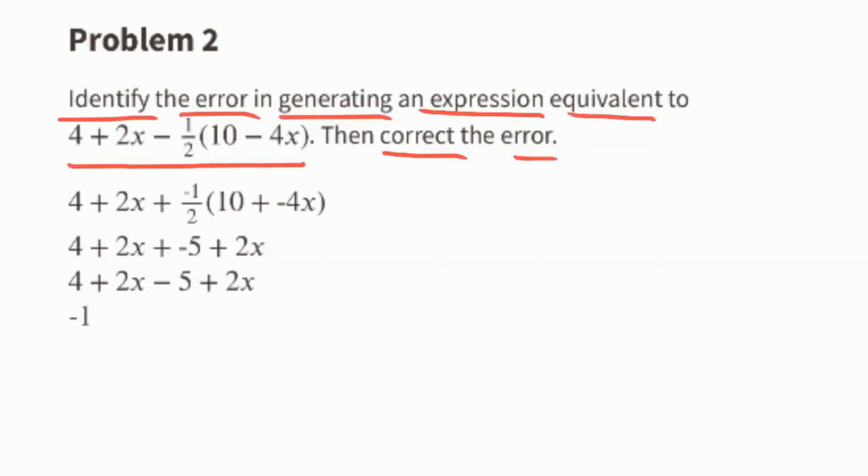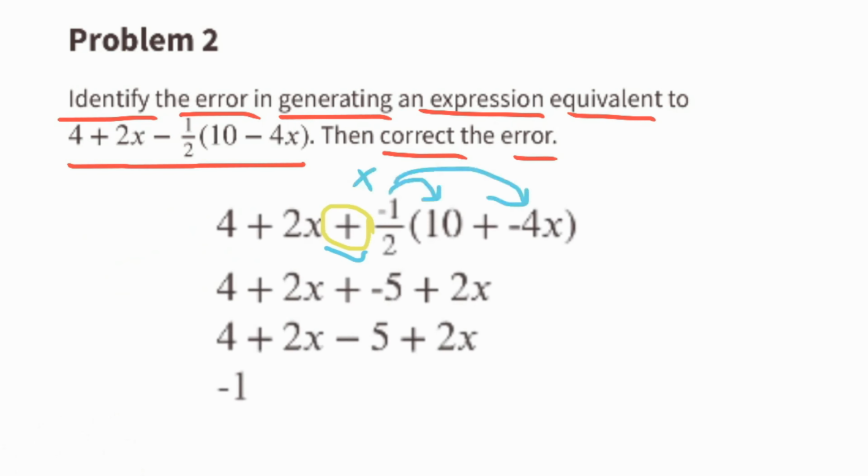Problem number 2. Identify the error in generating an expression equivalent to 4 plus 2x minus half of 10 minus 4x. Then correct the error. This says plus negative half of 10 and plus negative half of negative 4x. Negative half of 10 is negative 5 because a negative times a positive is a negative, and negative half of negative 4x is a positive 2x because a negative times a negative is a positive. We can rewrite plus negative 5 as minus 5. So the expression now reads 4 plus 2x minus 5 plus 2x.